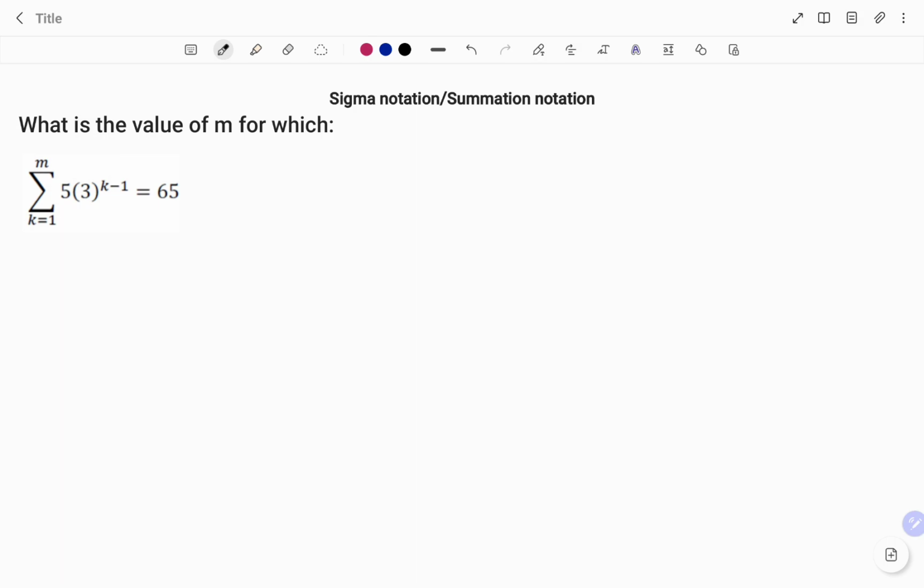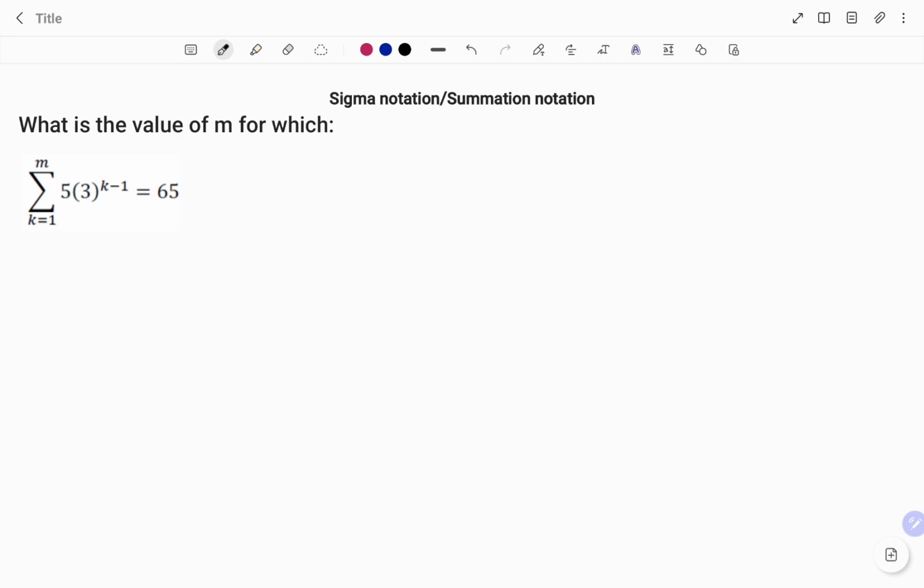Okay, I've adjusted the question. I'm going to read that again. What is the value of m for which the summation of 5 multiplied by 3 to the power of k minus 1, from k equals 1 to m, equals 65? To start with, I need to find the first 3 terms in order to help me determine if it's an arithmetic series or a geometric series.